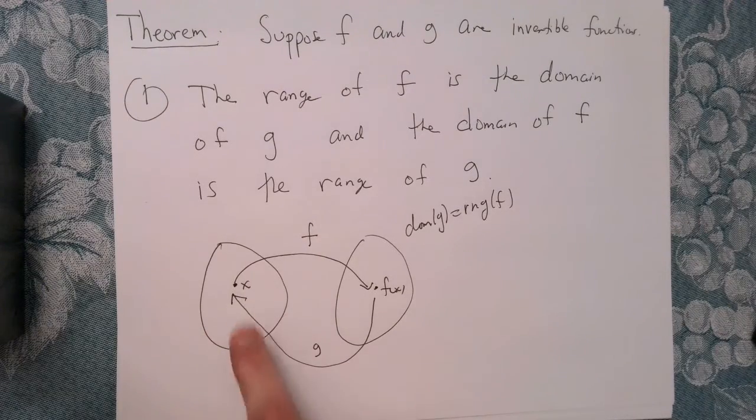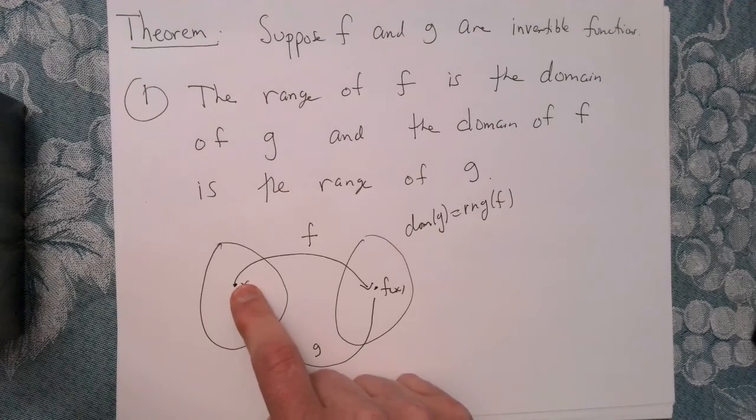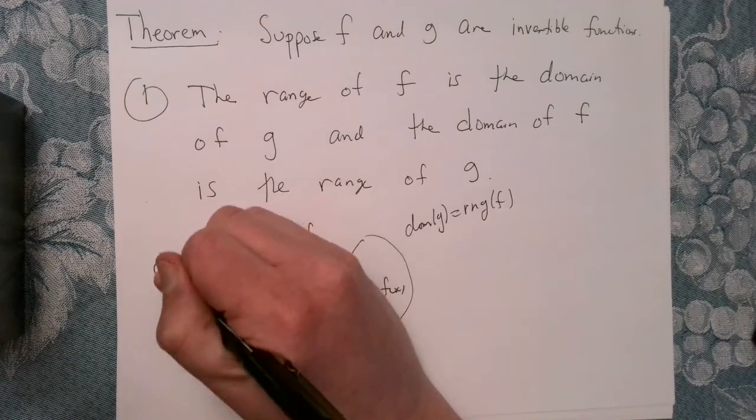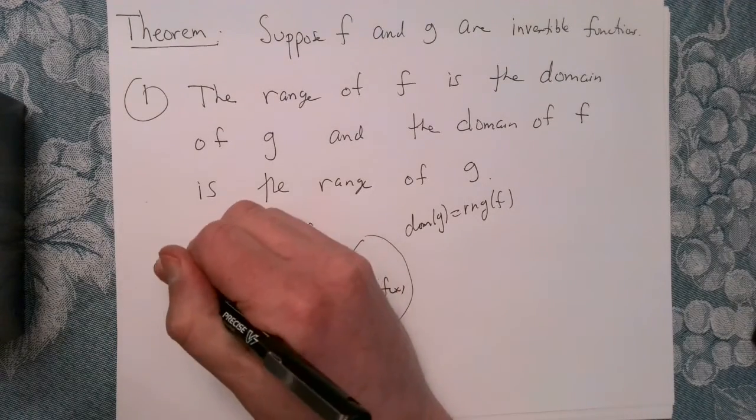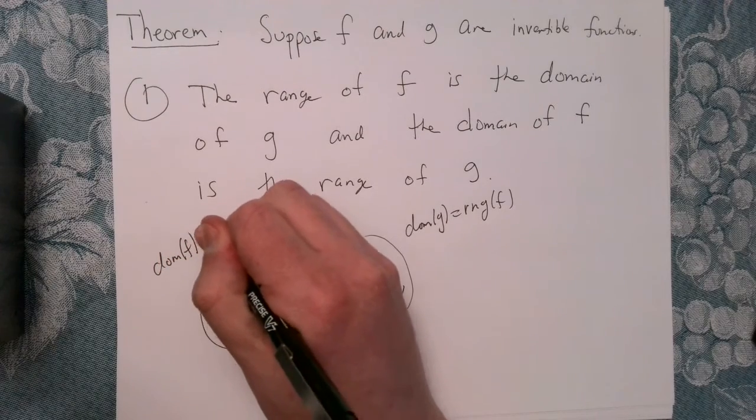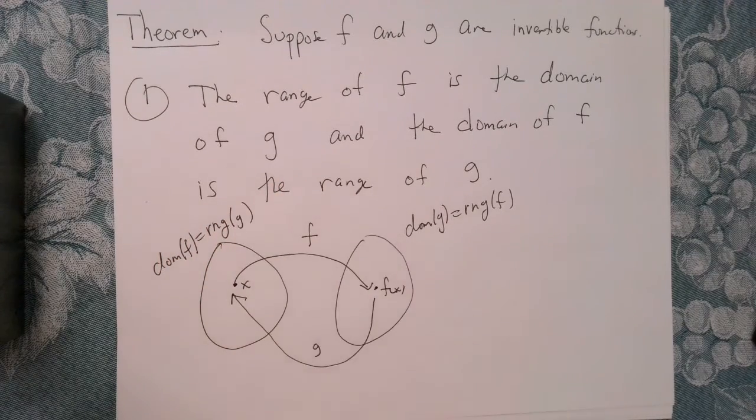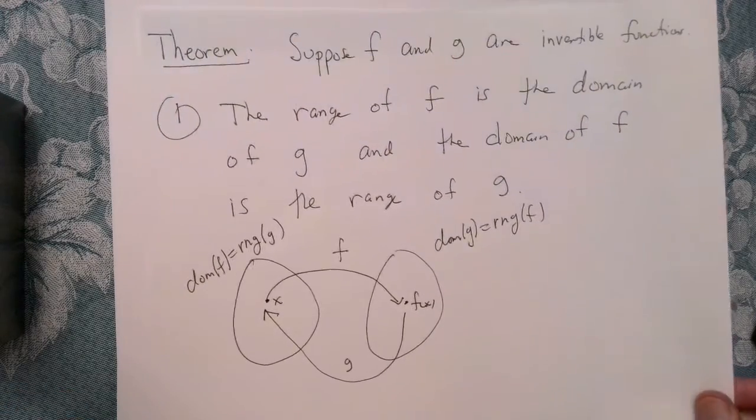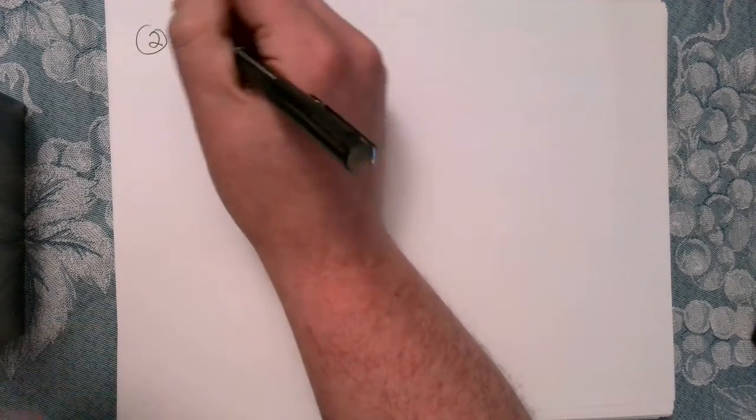And then look over here. Well, your starting values for f are here. So this is the domain of f, but that's exactly, follow the arrows, the range of g. So this statement isn't too far-fetched. Okay, so not so bad. And so we get another statement as promised in this theorem.